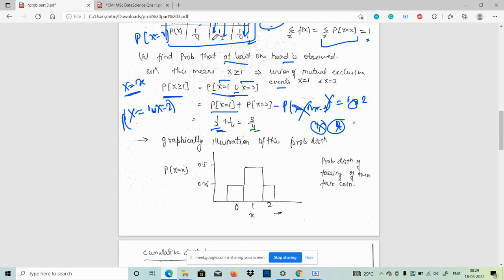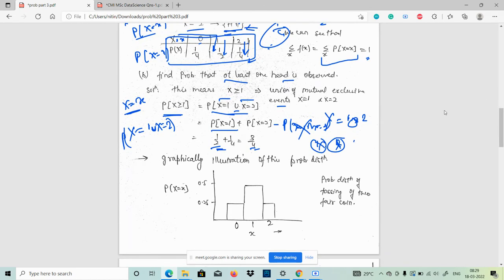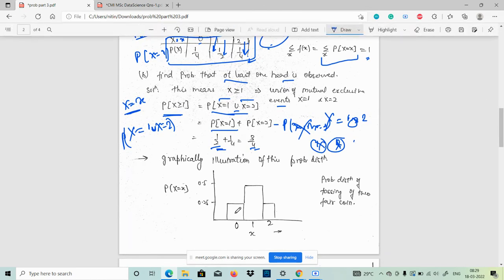You can also represent this probability distribution graphically. For X equal to 0, the probability is 0.25, so you make a single bar there. For X equal to 1 it is 0.5, and for X equal to 2 it is again 0.25. This is called the probability distribution of tossing two fair coins. You can illustrate these things graphically too.